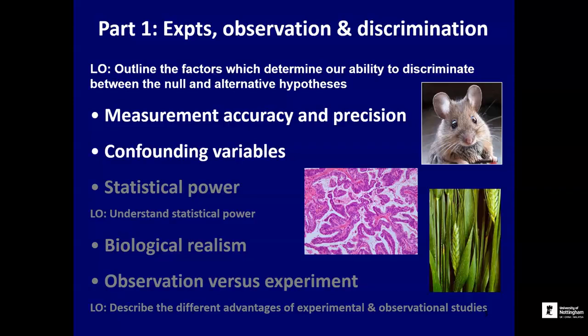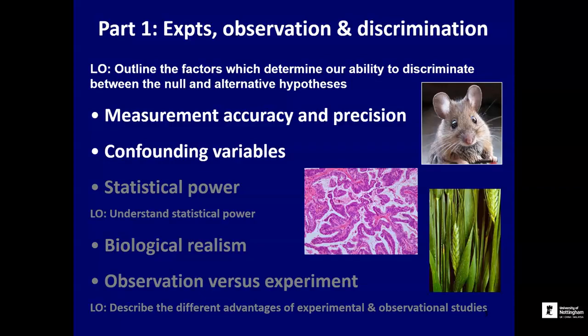Then later on in the lecture, I'm going to talk about statistical power, which is another thing that affects our ability to discriminate between the null and the alternative hypothesis. And although today we're not going to deal with any stats at all, thinking about statistical power is really important ahead of doing an experiment or a set of observations, even when you don't know what the data look like and you're not quite sure what statistical test you might use. It's still important to think about the power of your experiment to tell you something useful.